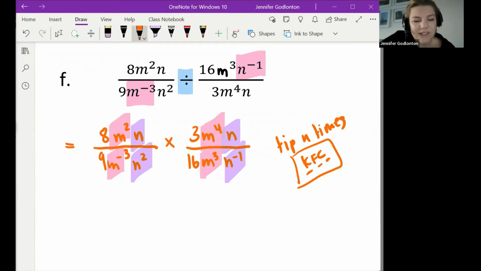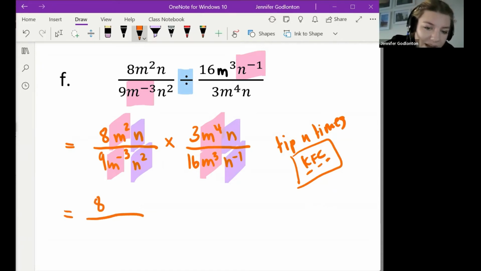When we get to this point here, there are lots of different things we could do. But I think what most people will find the easiest is to work with our law 2, which is our division. So I'm going to keep my number as 8/9 over there. And I'm just going to look at my m's. I'm going to write this out the long way so that everyone can see what I'm doing. I'm saying 2 minus, because it's a division, -3. And I'm minusing a -3.